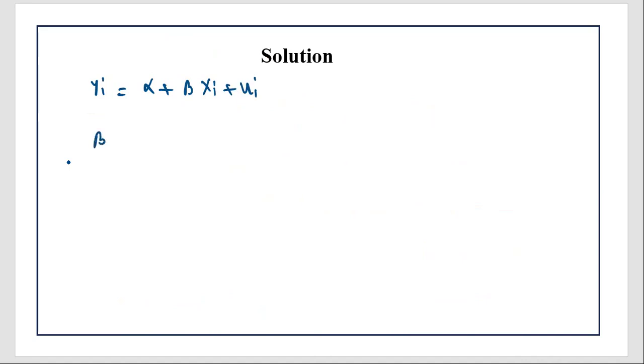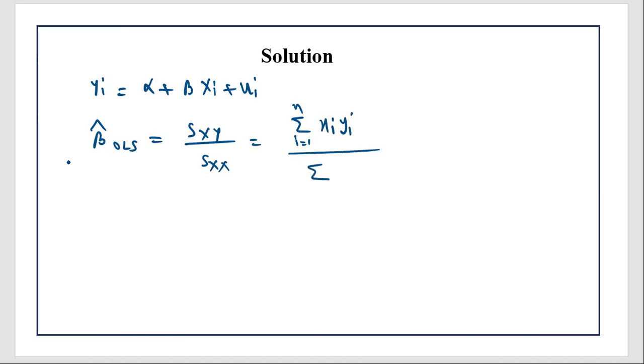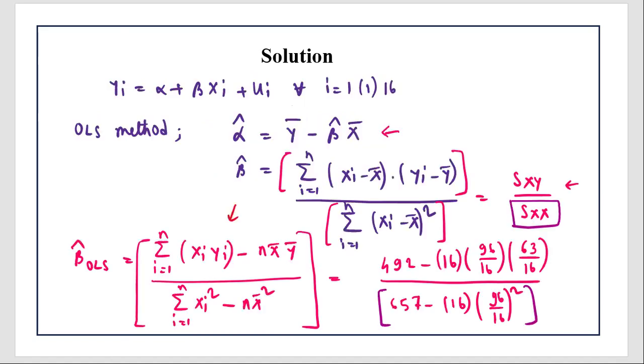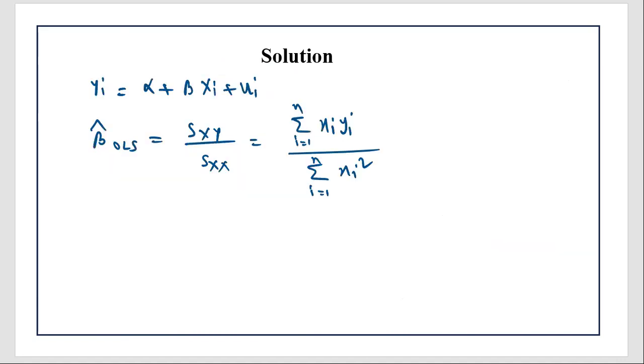Now for this model, how do you find out beta cap OLS? Beta cap OLS is Sxy upon Sxx. Now in the deviation form, how do you write that? It will be simply the sum over i from 1 to n of small xi small yi upon the sum of small xi square, right? This is the same formula we have used previously. Here xi minus x bar is small xi, yi minus y bar is small yi, and then you have small xi square. So this is the formula that you have to use for this case.